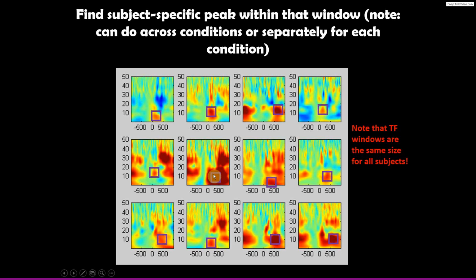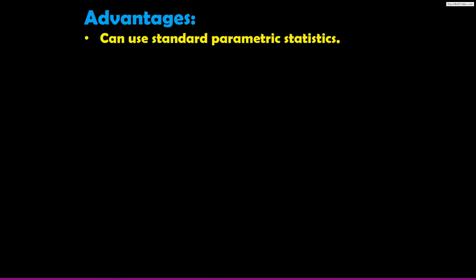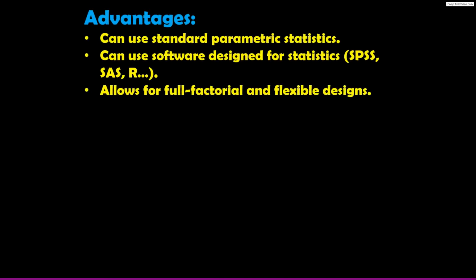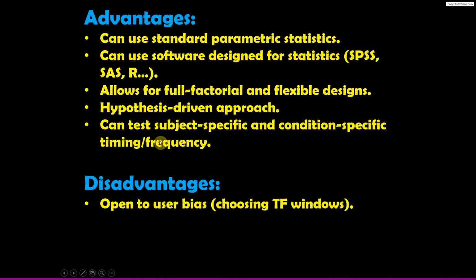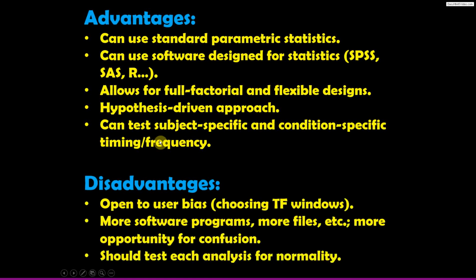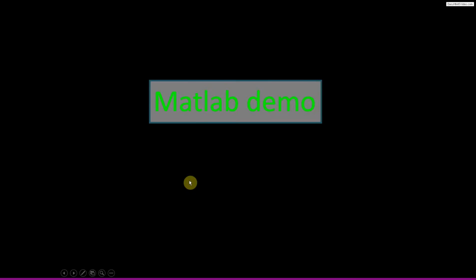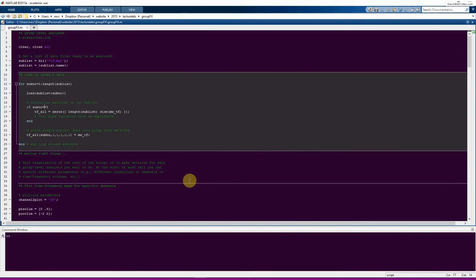So anyway, there's of course advantages and disadvantages of every statistical method. I believe the advantages here are all the same as for method 2A, with the addition of being able to test subject-specific or condition-specific timing or peak frequency responses. And I think the disadvantages are also the same as 2A. So, shall we have a look at this in Matlab?